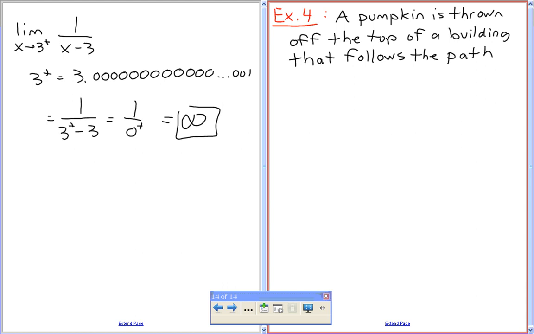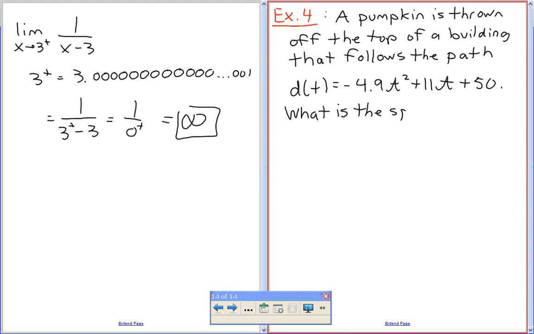d of t equals negative 4.9 t squared plus 11t plus 50. What is the speed of the pumpkin as it hits the ground? We did one almost just like this one, like a week ago.